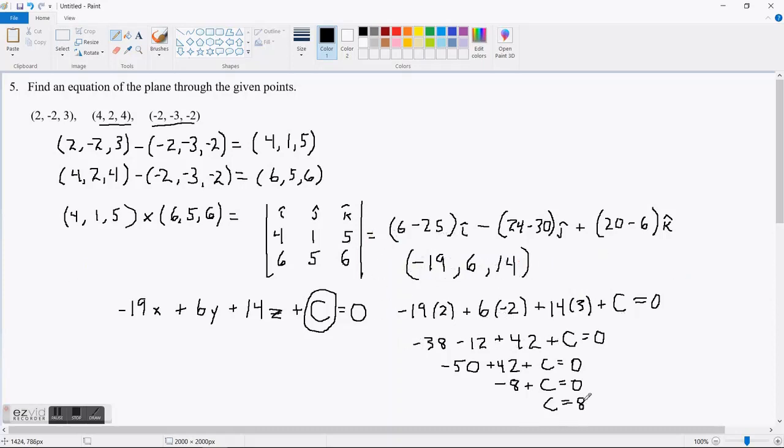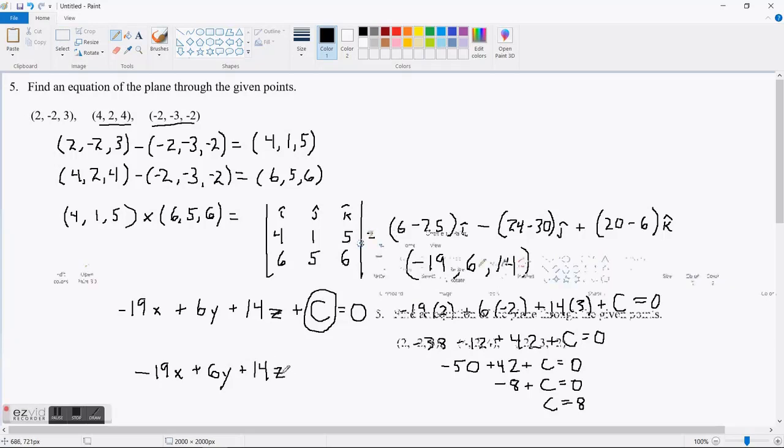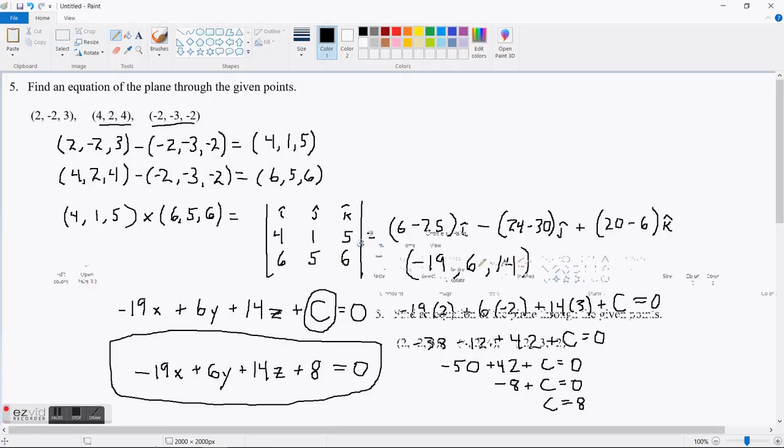So we just replace c with 8 and we will have the equation of the plane. Negative 19x plus 6y plus 14z plus 8 equals 0. And we are done. That is our equation of the plane.